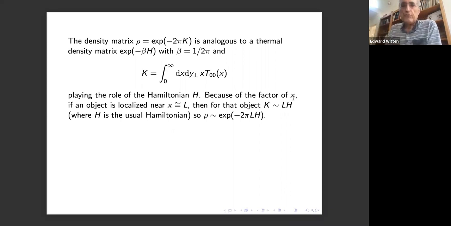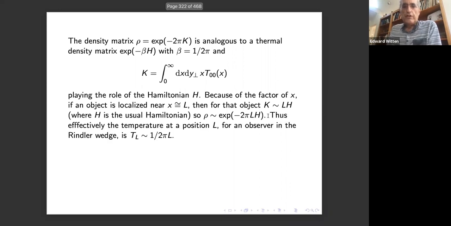And for such systems, Rho is like a thermal density matrix, but with a position-dependent temperature. In other words, for an object at a position L, the effective temperature is 1 over 2 pi L. So at a big distance from the boundary of the Rindler wedge, the effective temperature is small, but near the boundary of the Rindler wedge, the temperature blows up.